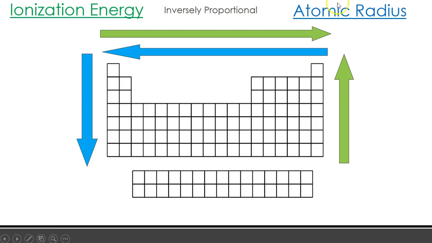Ionization energy and atomic radius are inversely proportional to each other. What that means is the higher your atomic radius, the easier it is to remove their electrons. The smaller your atomic radius, the harder it is to take away those electrons. So these two trends are opposite of one another. And I hope this video helps you learn about ionization energy.